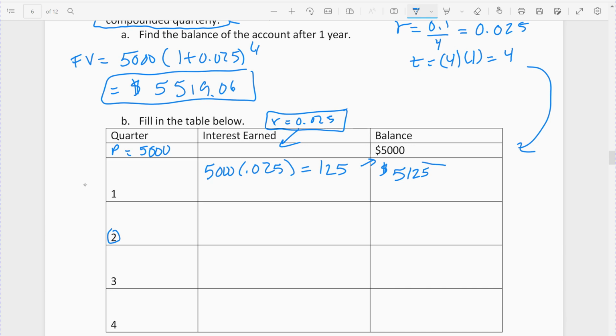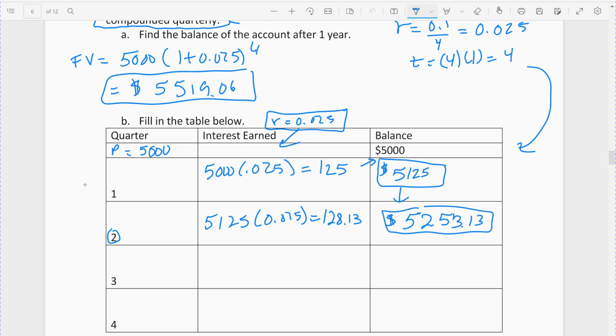Which means in the second quarter, the second 3 months, we earn 0.025, so 2.5% interest on this bigger amount. So you take your 5,125, multiply it by 0.025, and now we get to earn a little bit more interest, and it is 128.13 if I round to the decimal place. Now we're going to add that to this value. So after 2 quarters, after 6 months, we now have $5,253.13. This is the new balance for that quarter.